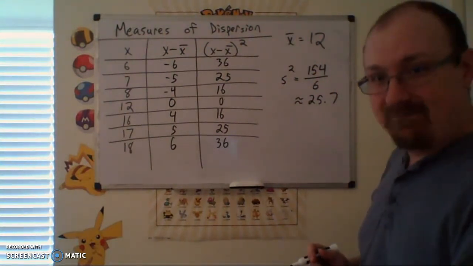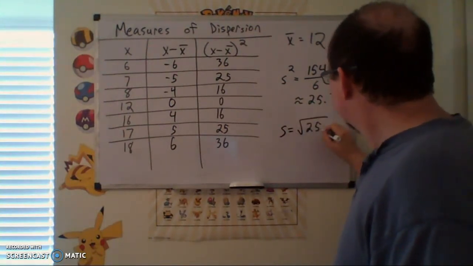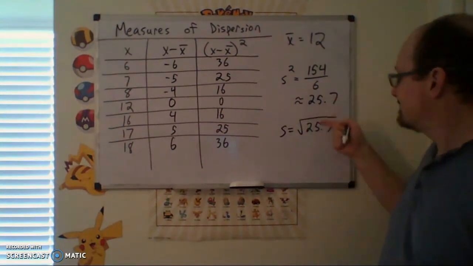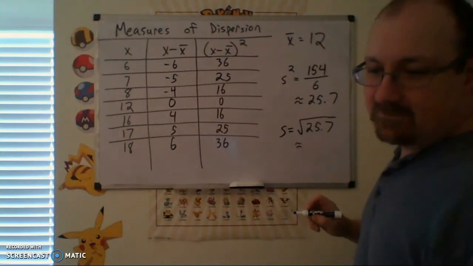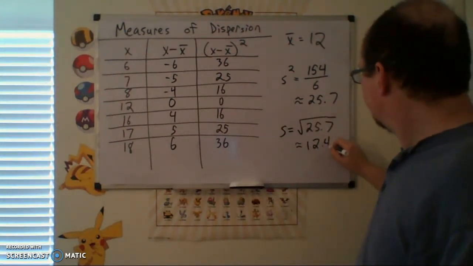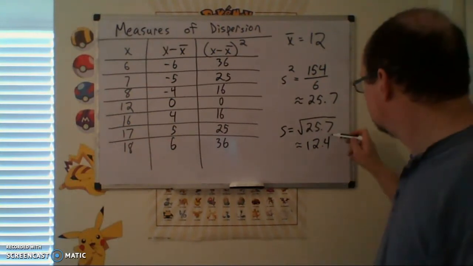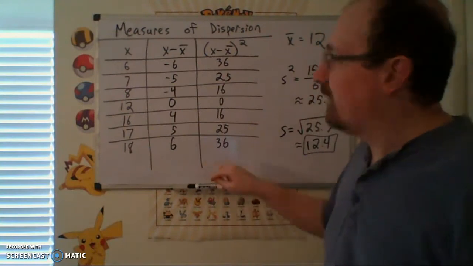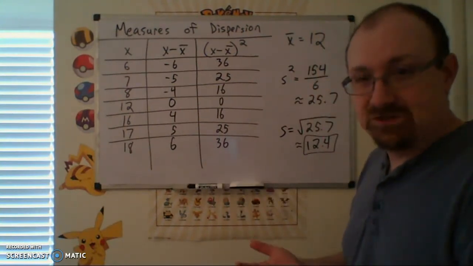So that's my variance. The standard deviation, as we said last time, is the square root of that. So variance, standard deviation. When I worked that out, I got approximately 12.4. So there, that's that done. All right, so that's one way you can go about calculating variance and then getting standard deviation from it.